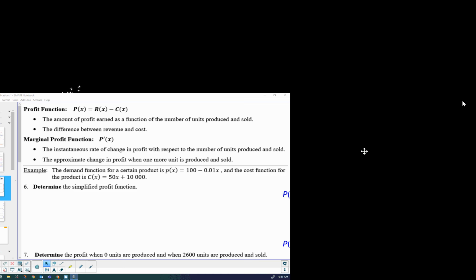Once again, marginal profit is the derivative of the profit function, and it'll be approximately the change in the profit by making and selling one more item, or taking on one more customer, that sort of thing. Question?